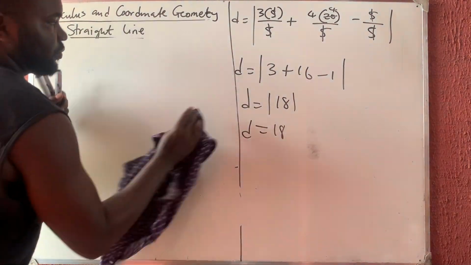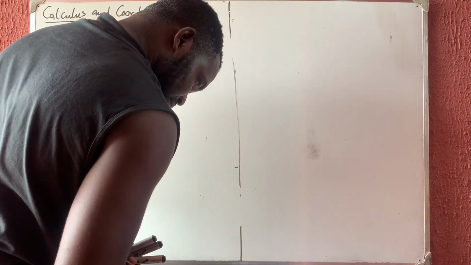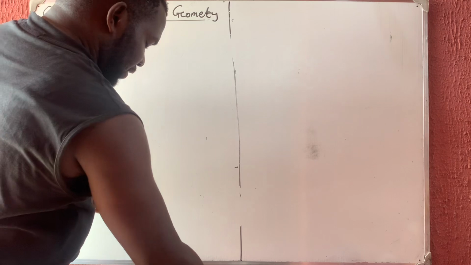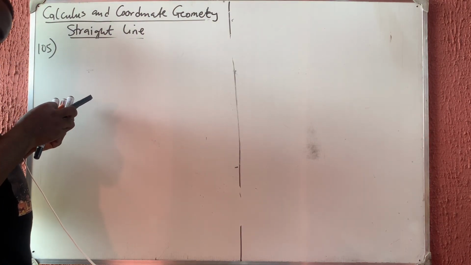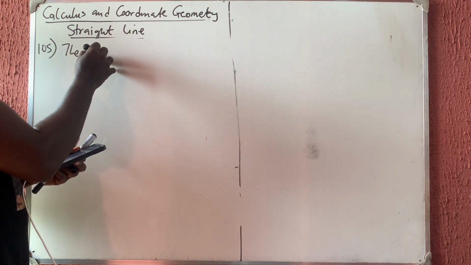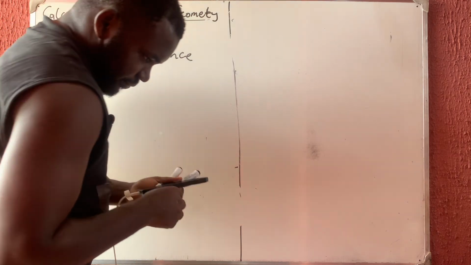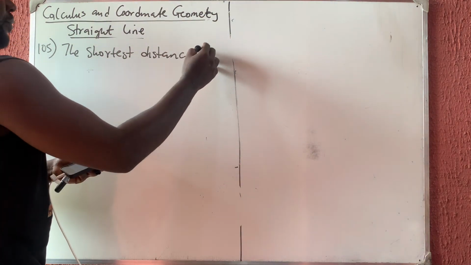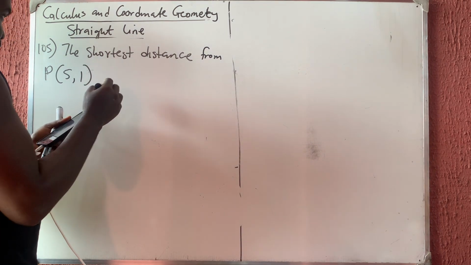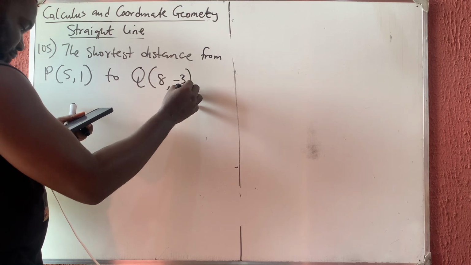Question number. So the next question here is question number what? Next, 105 and 106. 105. So question number 105 said the shortest distance from point P in bracket of 5, 1, to Q in bracket of 8, minus 3 is dash.